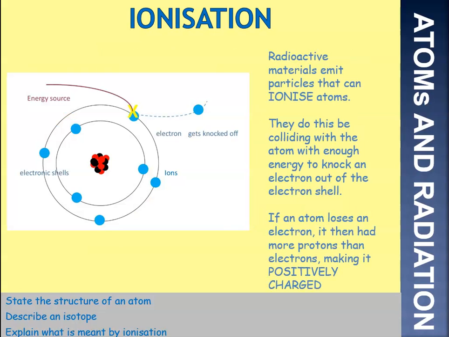Let's have a look at the diagram here. We have an atom there with the electrons on the outer shell. An energy source has come in and hit that electron and knocked it off. Radioactive materials emit particles that can do exactly this. They do this by colliding with the atom with enough energy to knock an electron out of that electron shell. Now, if an atom loses an electron, it then has more protons than electrons, and that makes it overall positively charged. And any atom with a charge is referred to as an ion.